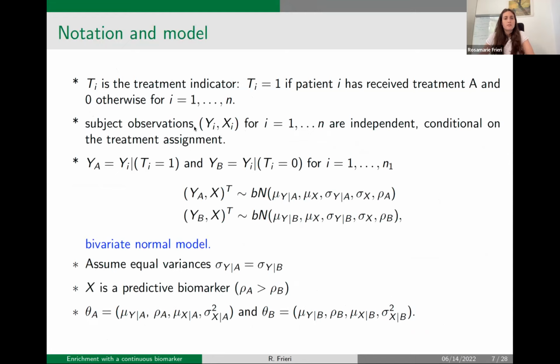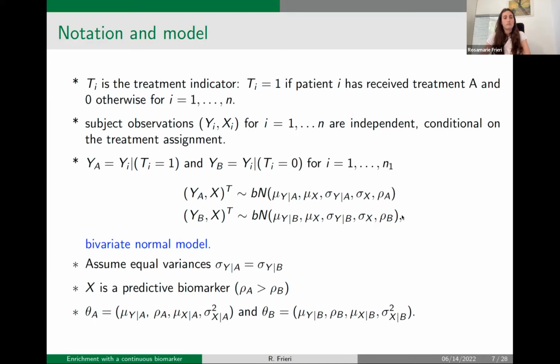We assume that subject observations, so Y_i, X_i, are independent conditionally on the treatment assigned. We denote by Y_A the random variable describing the response of a patient assigned to A, and the same for B. Then the pair (Y_A, X) is assumed to arise from a bivariate normal model with means mu_Y given A, mu_X, variances sigma_Y given A, sigma_X, and where rho_A is the correlation between Y_A and X. So rho_A is the correlation between patient response and biomarker. This is a key quantity. Clearly, the same is analogous for group B.